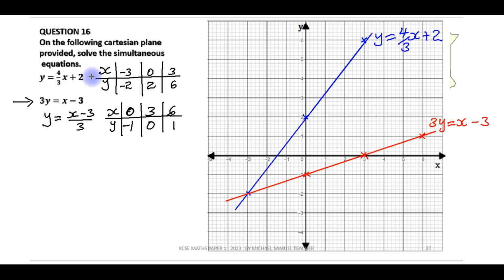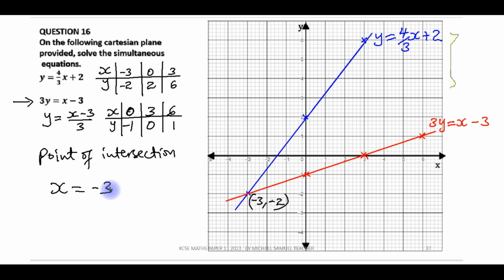Now to solve the simultaneous equations, this is the point of intersection. The point of intersection gives us the solution from the graph, and that is the value of x is minus 3 and y is minus 2. Therefore, x is equal to minus 3 and y is equal to minus 2. So that is the solution.